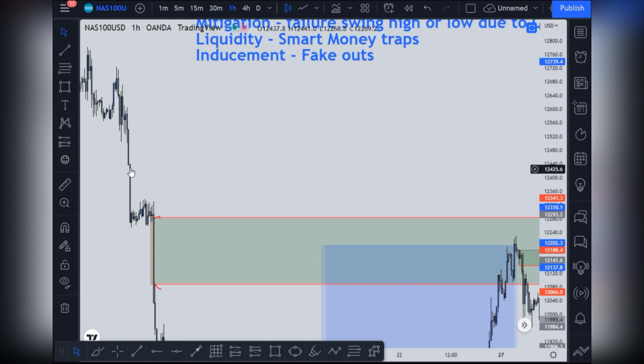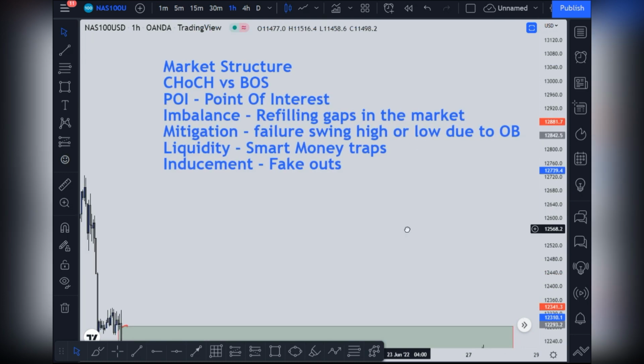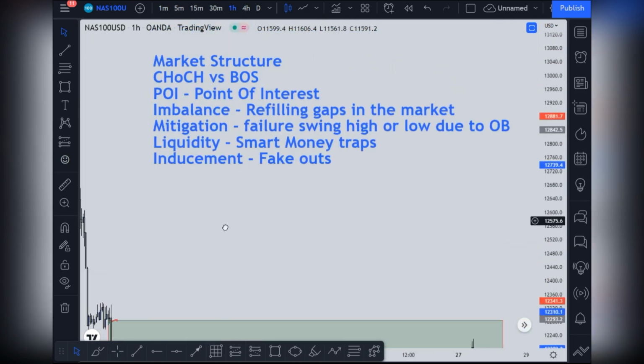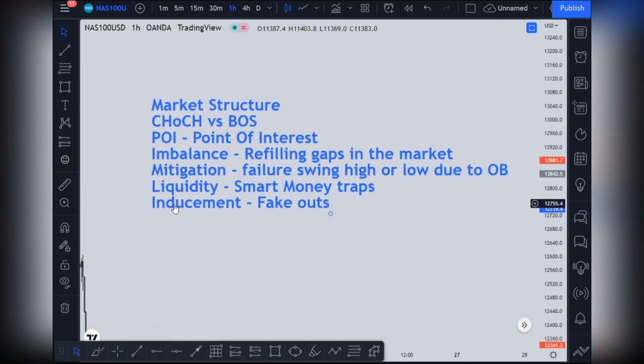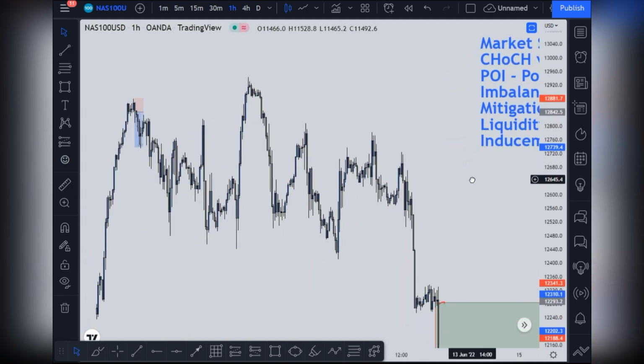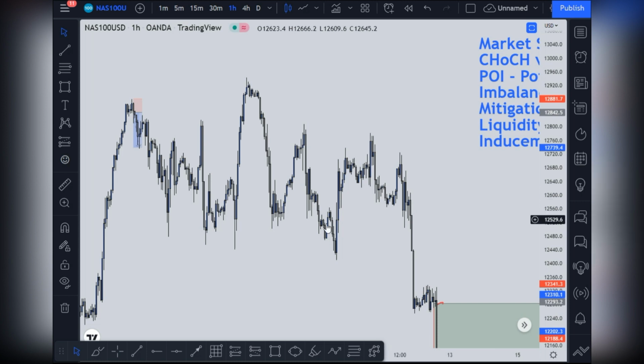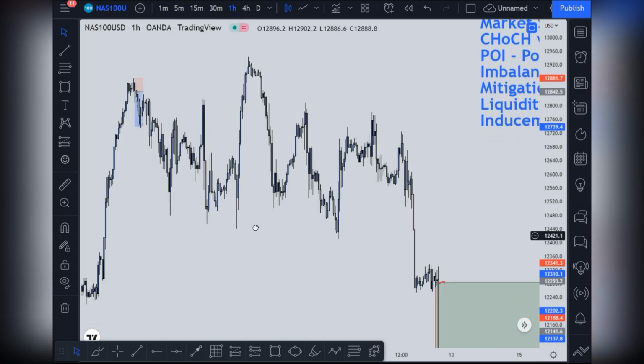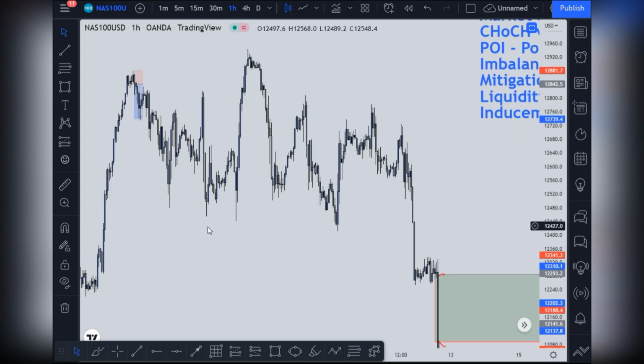So as you can see, there are more over here, and basically you just have to plot all of them, because at some point the market is going to come back and mitigate those orders over there, right? What we call mitigation. The next concept that we're going to look into is liquidity, right? So this is the smart money traps, right? We have the two most common liquidity grabs: the trend line liquidity, and then what we call the double top or double bottom liquidity grabs, right?